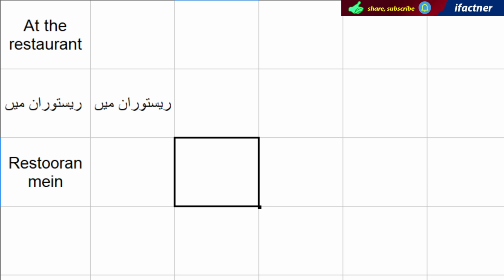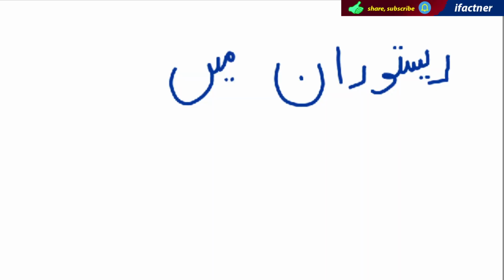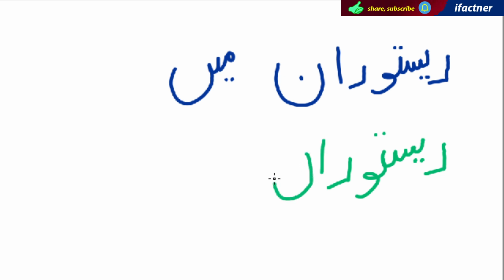Now let's see how do we write restaurant mein in Urdu language. So to write restaurant mein in Urdu, we start with re. And then ye, and then sin, two parts for sin, then te and wow. Put two dots for choti ye and two dots for te, and restu, re alif noon, ran, restaurant में, mim ye noona, restaurant में.